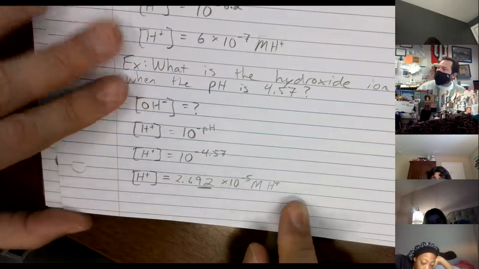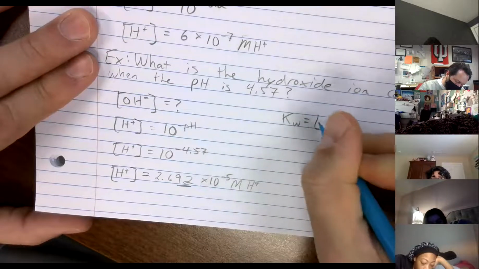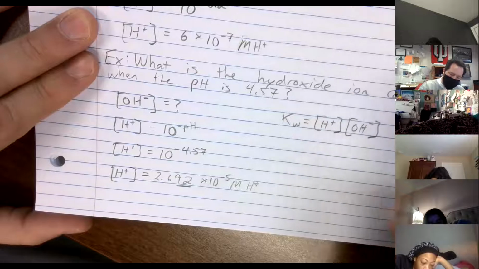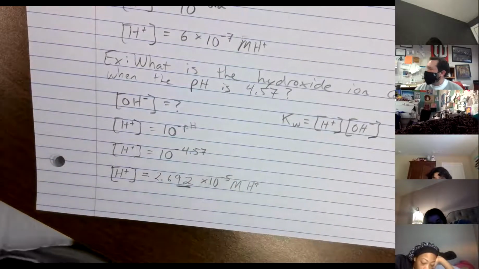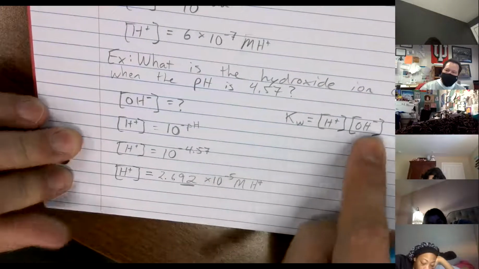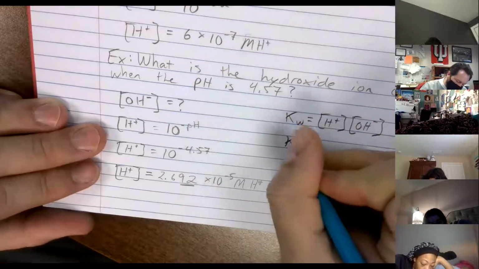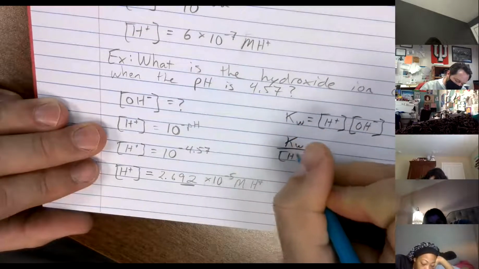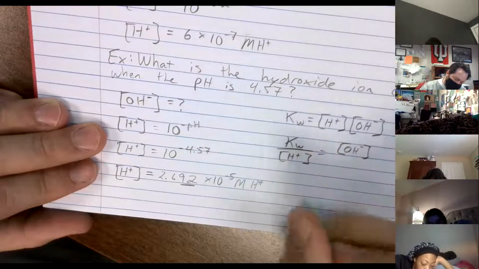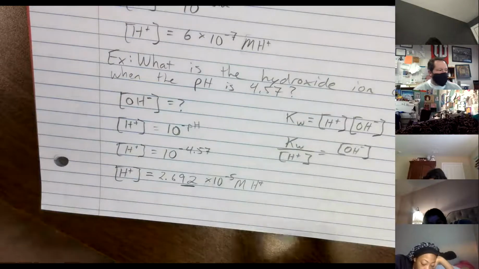Okay, now that we have our H plus, now we can use that first formula that we learned today to solve for our hydroxide ion. We want to get hydroxide ion on a side by itself. The opposite of multiplication is division, so we'll divide both sides by H plus to get our OH negative. Now that we have what we're looking for on a side by itself, we can plug in our variables and get ready to solve.